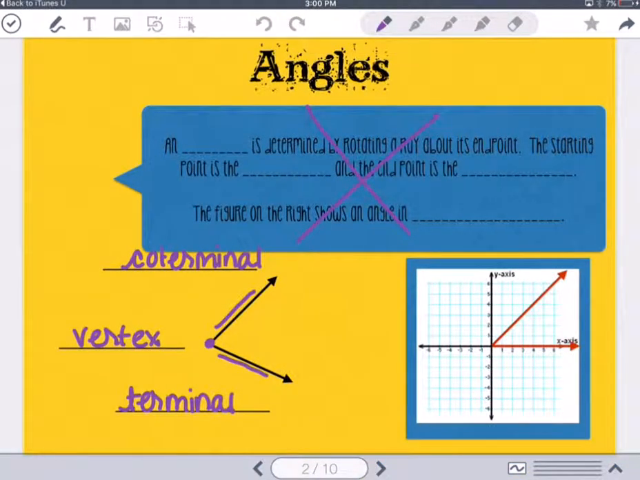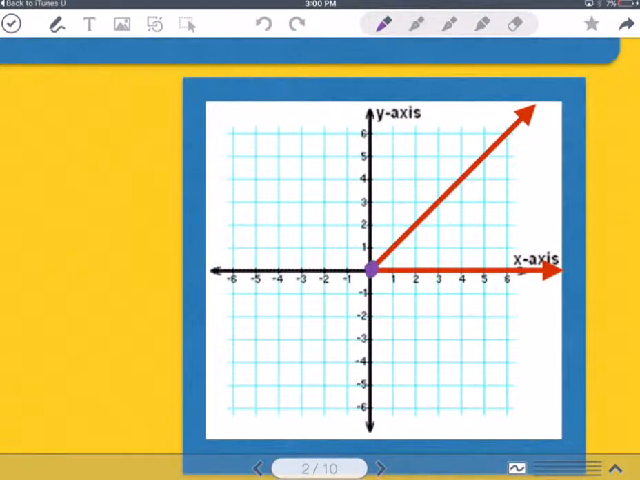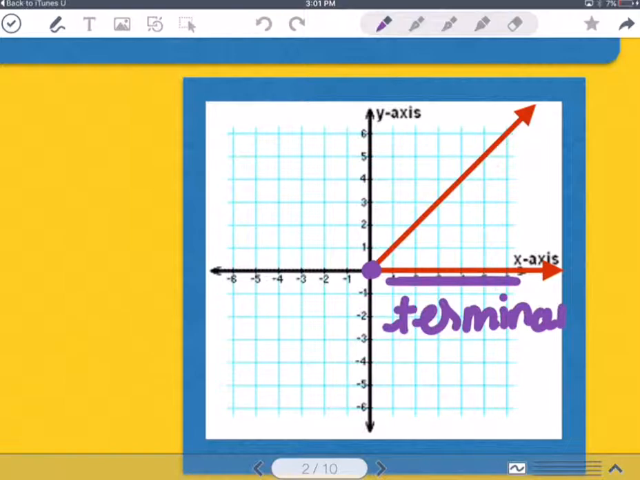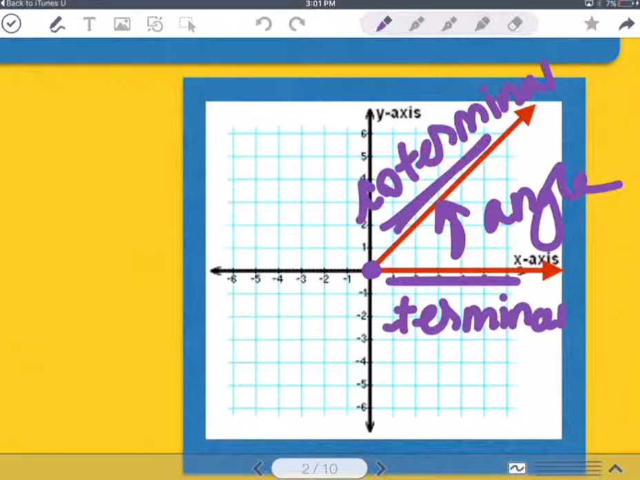Now, you won't really see it normally as a static image, but you will see it on a coordinate plane. So the vertex being the origin, this side being the terminal side, and this side being the coterminal side. This is how you would more frequently see it. And then right here would be your angle. Okay?